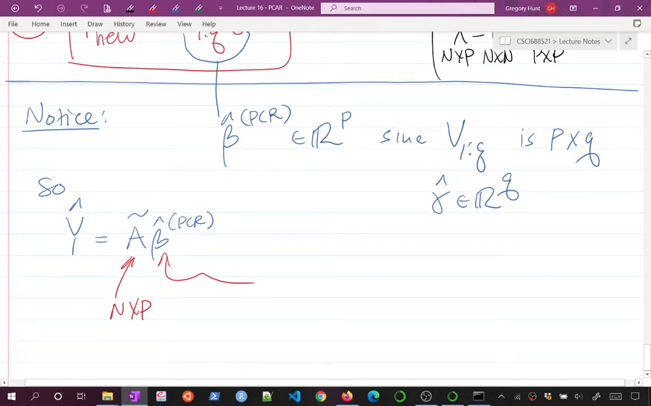And this beta hat is going to be basically in R^p, or R^(p+1) if I have my intercept term, right? And so this looks a lot like regression, right? Regression would be X beta hat. You can call it X train beta hat. And so it's kind of like a regression. This is the beta hat, not in terms of that subspace, but basically in terms of the original full space.